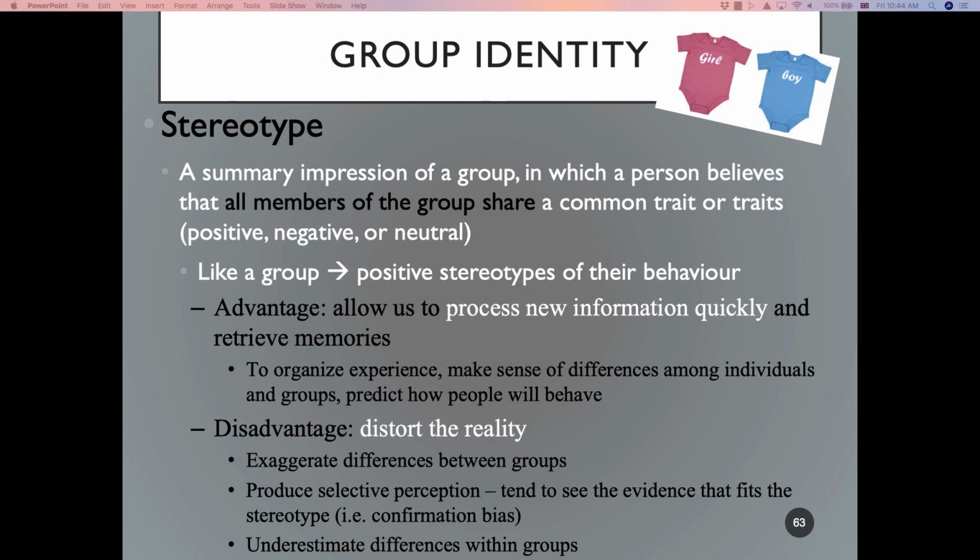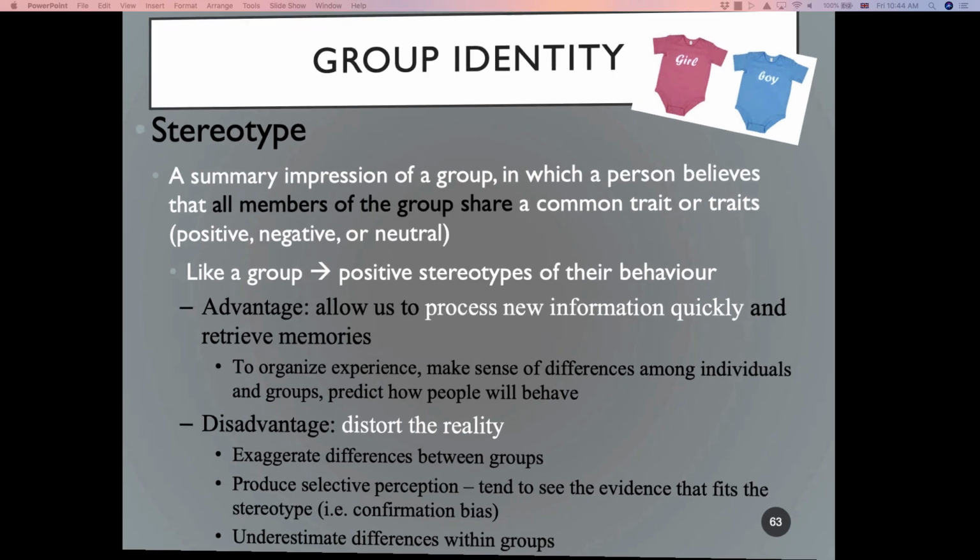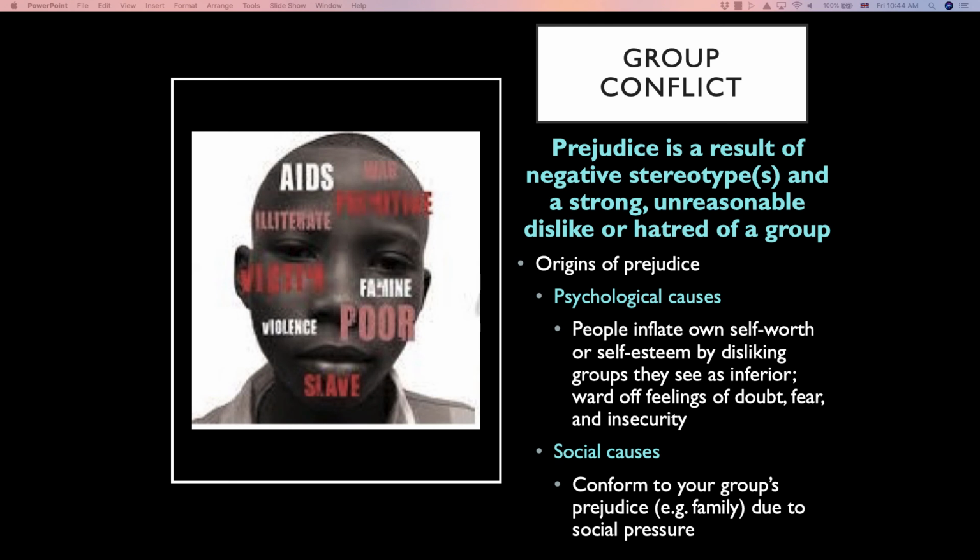We look for information to support our own views, our own beliefs. And then we underestimate the differences within the groups. So group conflicts, the formation of negative stereotypes, unreasonable dislikes, or even hatred between groups. Prejudices can be formed, and therefore we can change them. So the origins of prejudice, the causes, can be psychological.